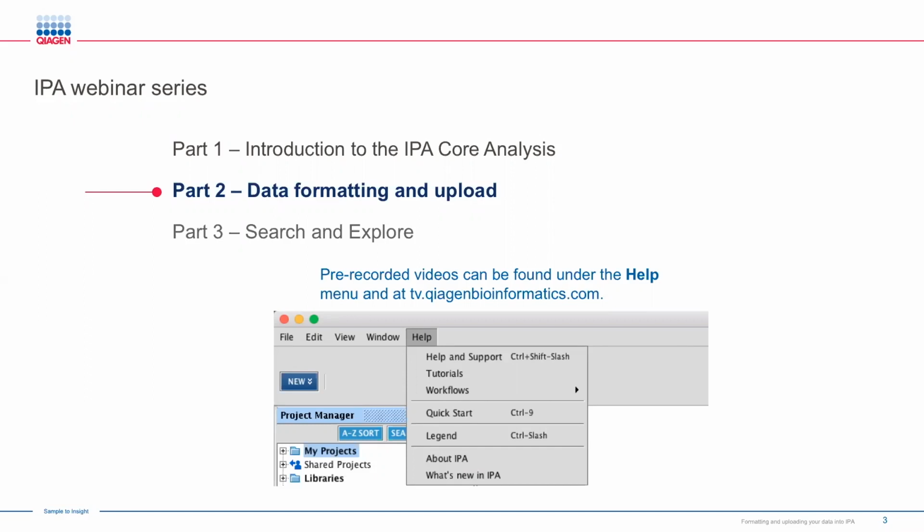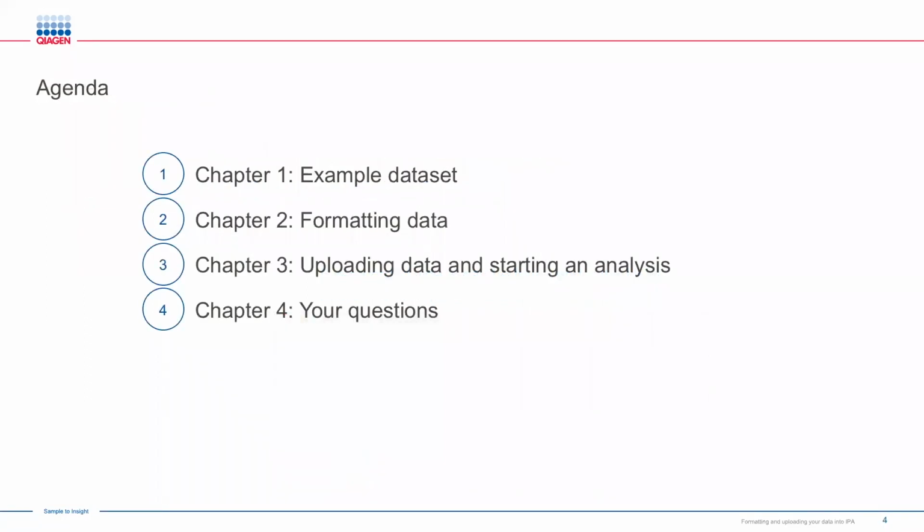Okay, first I'd like to provide you with a brief overview of the webinar. I'm going to show you how you can format your data, first going into the example analysis data set that we're going to use today. Then I'll show you more specifics of how you can format your data, for a bunch of different types of data that you can use. Then I'm going to show you, going into IPA Live, how you can upload your data and how you can start an analysis like a core analysis. And then finally, I'll answer your questions.